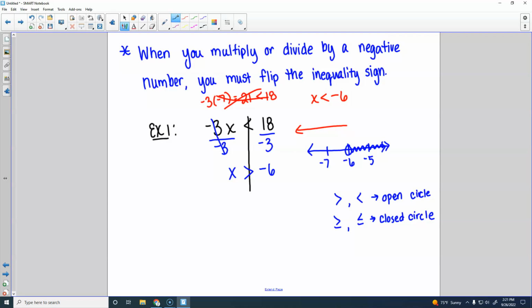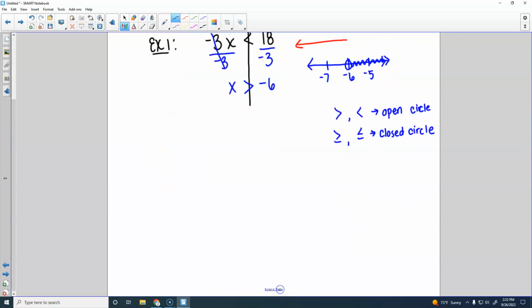Okay, questions? Okay, let's do a few more. Example 2 is going to be 8 minus x is greater than or equal to negative 15.